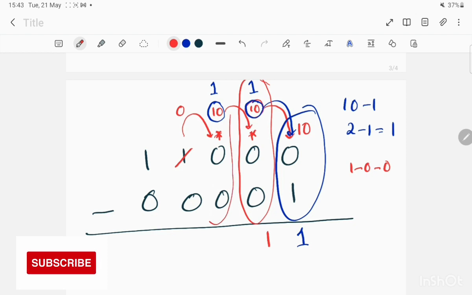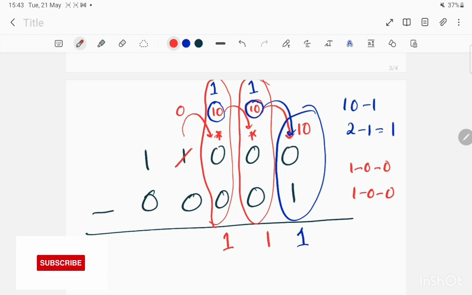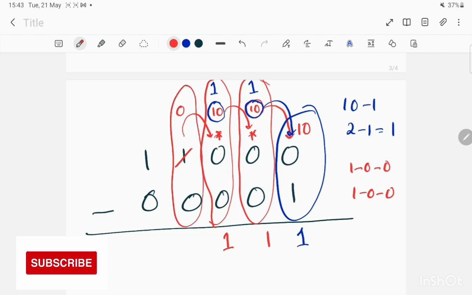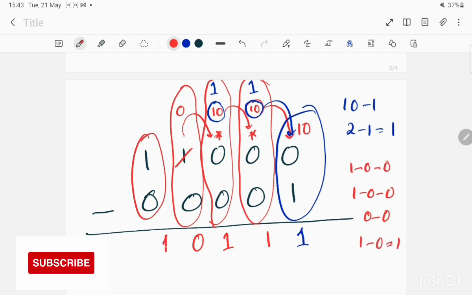Now next check this column. Here also it is 1 minus 0 minus 0, so this is going to be again 1. Now here check this column. This is 0 minus 0, so this is obviously 0. And check this column. This is so simple. 1 minus 0 is 1.